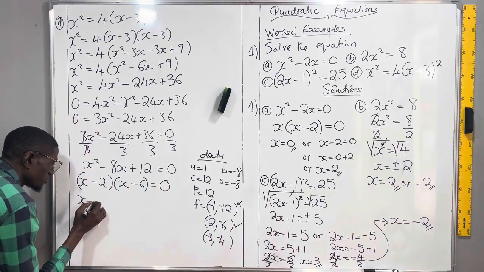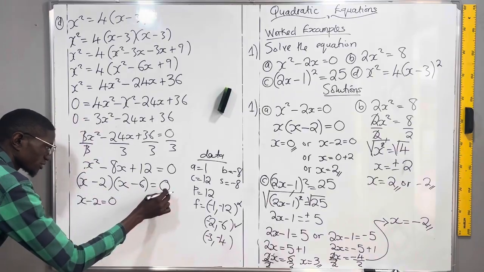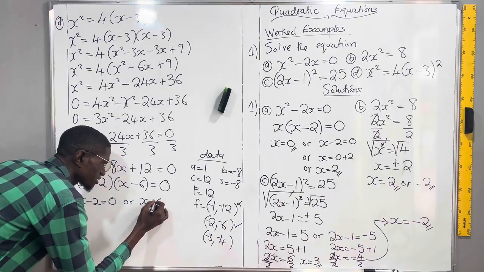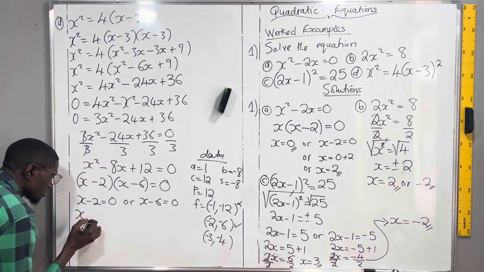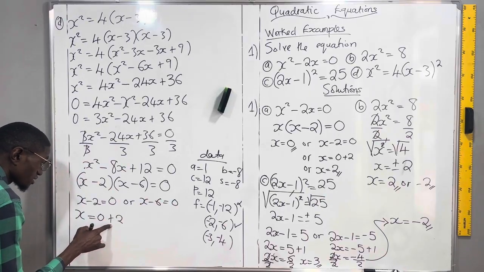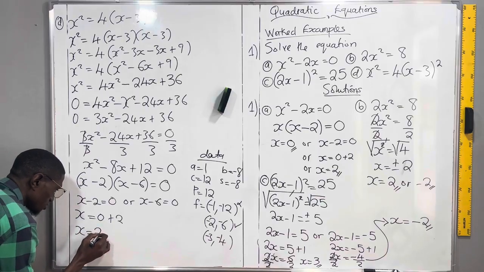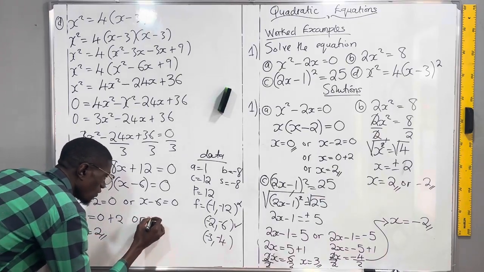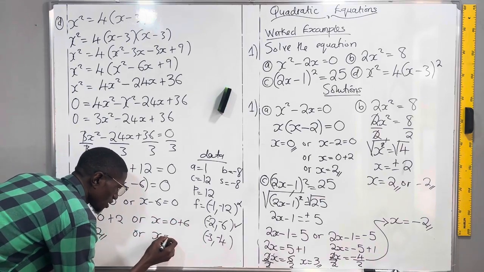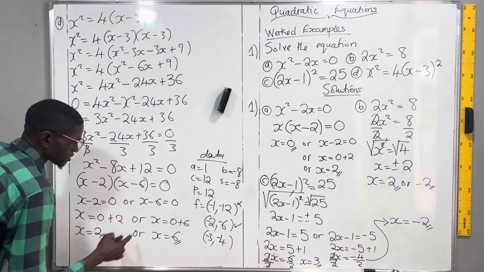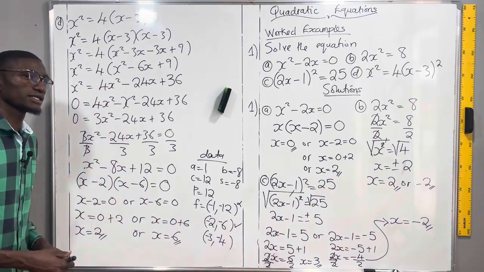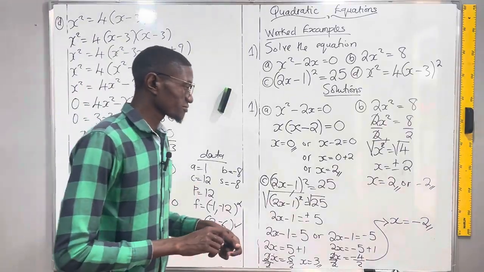So x minus 2 is equal to 0. This bracket equated to 0, or this bracket also equated to 0: x minus 6 is equal to 0. So x is equal to 0 plus 2. When this negative 2 crosses the 0, the sign changes to positive, meaning x is equal to positive 2, or x is equal to 0 plus 6, or x is equal to positive 6. When this negative 6 crosses, it becomes positive. 0 plus 6 is 6. And you are done.